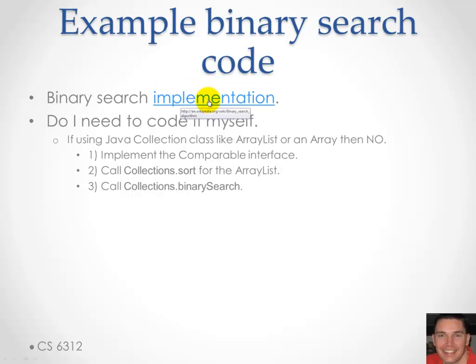I've provided a link, and there's actually example code in your book on ways to implement that. Now, fortunately, most often you're never going to need to code it yourself, because if you're using any of the Java collection classes like an ArrayList or array, then you can implement the comparable interface, and once you've done that, you can call Collections.sort to sort your list. When that is completed, you can call the Collections binary search method. Please know that this binary search will only work on a sorted list, so you have to guarantee that it's sorted, and a good way to do that is by calling Collections.sort.